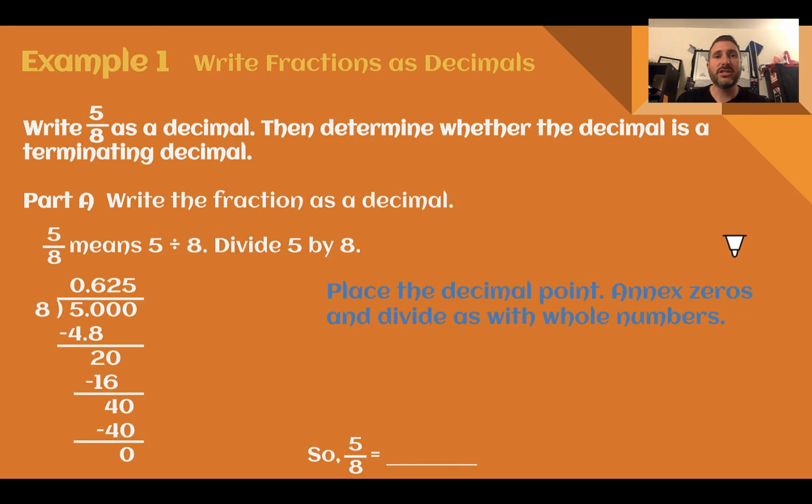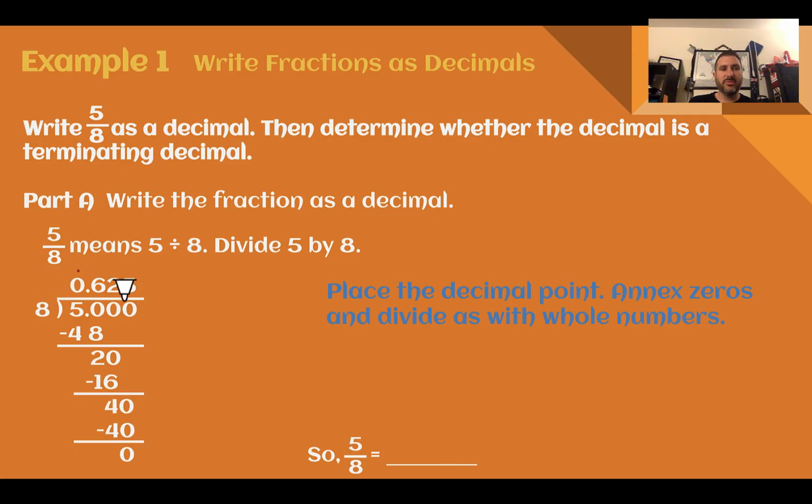Example 1, write fractions as decimals. Write 5/8 as a decimal, then determine whether the decimal is a terminating decimal. So in order to know if things are terminating or repeating, we have to change our fractions into decimal form. So to do that, we're going to divide the numerator, or the top, by the denominator, which is the bottom. So 5 divided by 8.